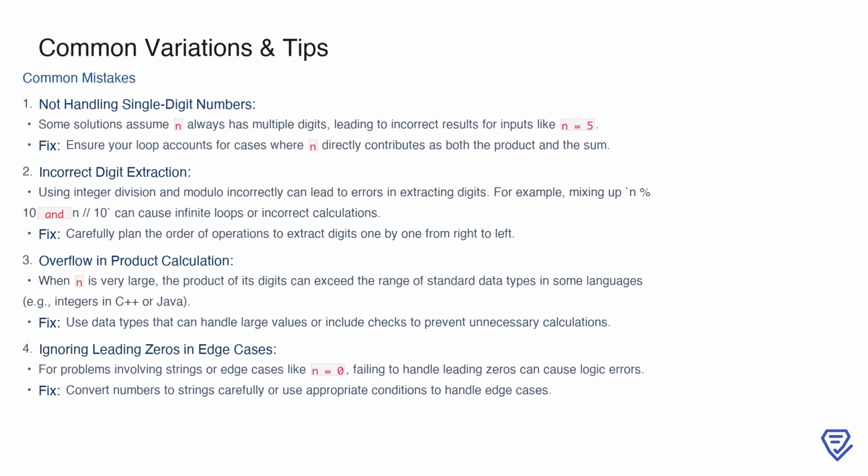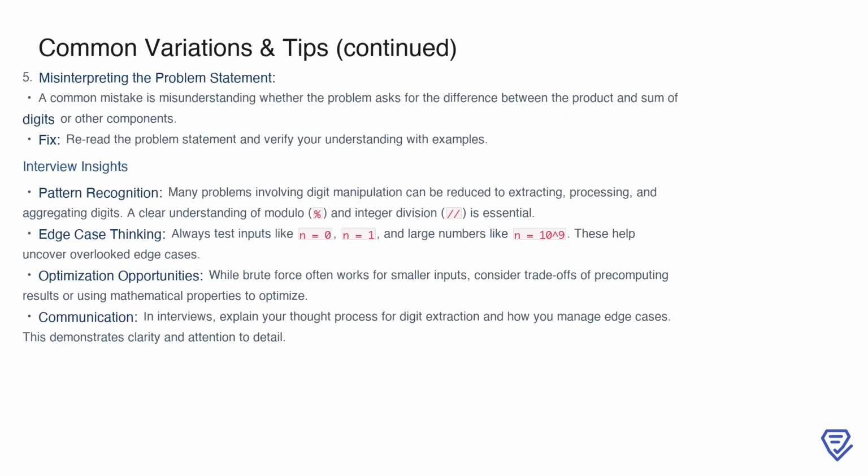Additionally, when working with very large numbers, the product of their digits might exceed the limits of standard data types in some programming languages. To avoid this, use data types that can handle larger values, or implement checks to prevent unnecessary calculations. Lastly, edge cases like n=0 or numbers with leading zeros in string-based approaches can lead to logic errors. Handle these cases explicitly to ensure your solution is robust. Now, another common challenge is misinterpreting the problem statement. Some might misunderstand whether the task involves the product and sum of digits or something else entirely. To avoid this, carefully reread the problem and verify your understanding with simple examples.